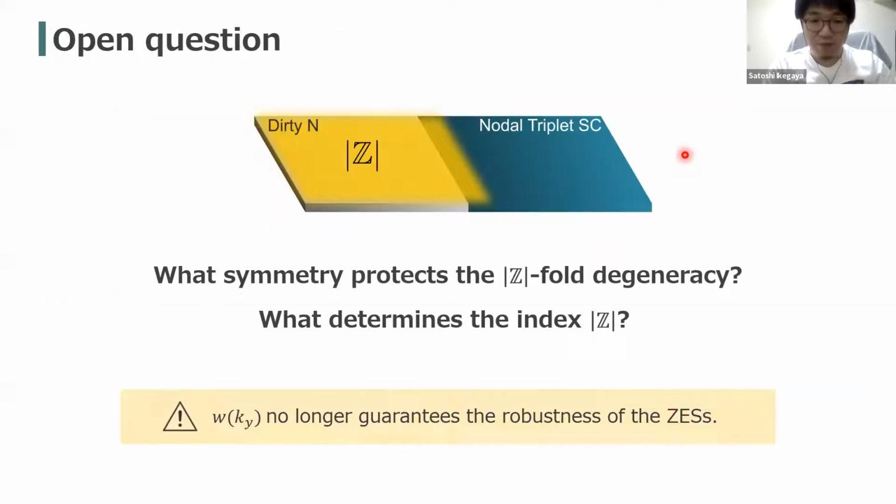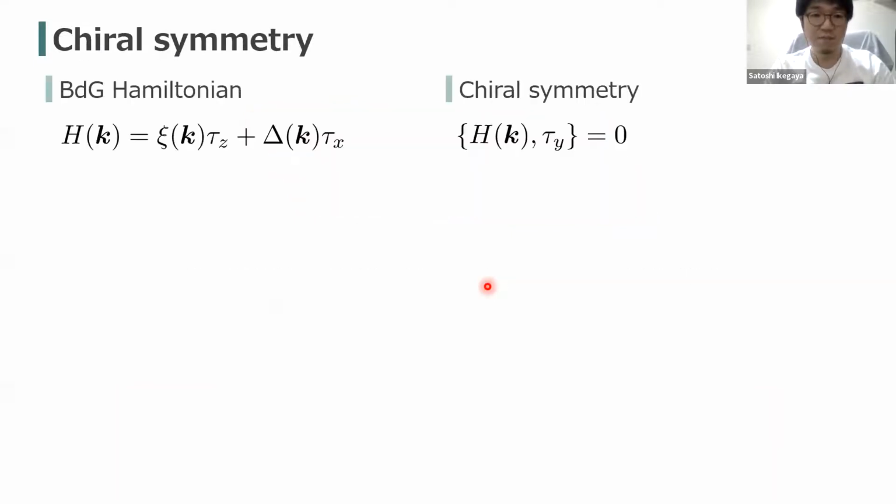However, as I said before, the flat band zero-energy state seems to be fragile against impurities because the winding number no longer guarantees robustness in the presence of impurities. So what symmetry actually protects the Z4 degeneracy of the penetrated zero-energy states, and what physical origin determines the value of the index Z? These questions are the last pieces to understand the mechanism of the anomalous proximity effect, and I will give the answer for this question in this talk.